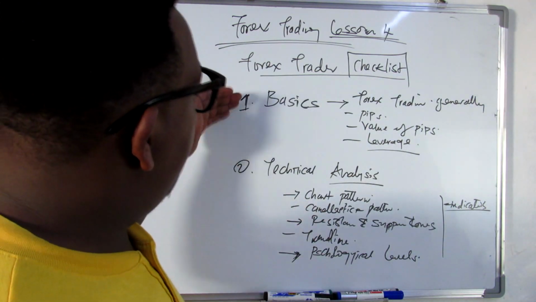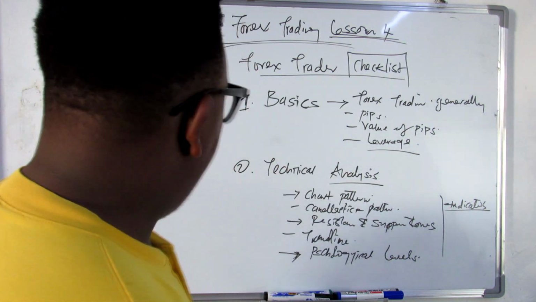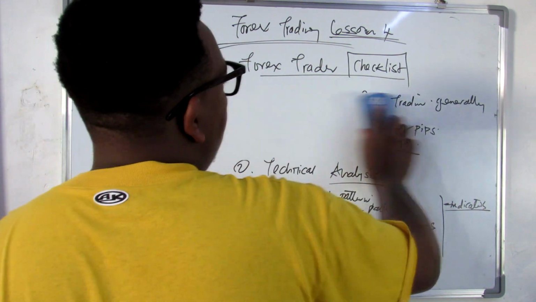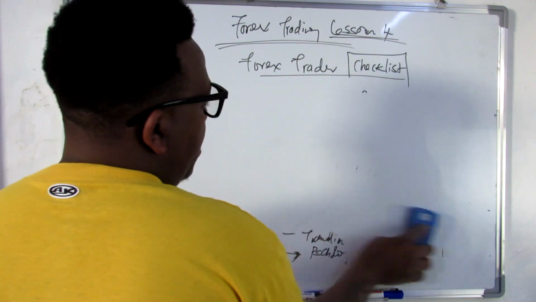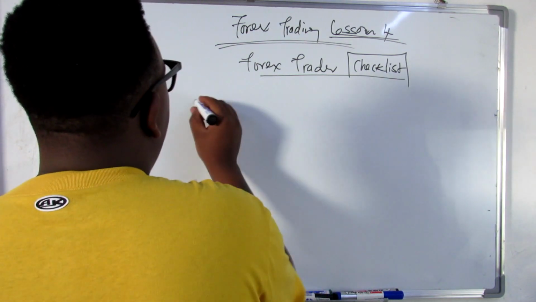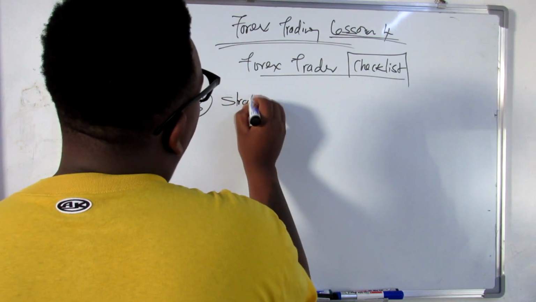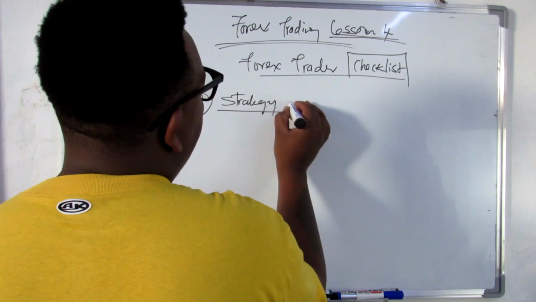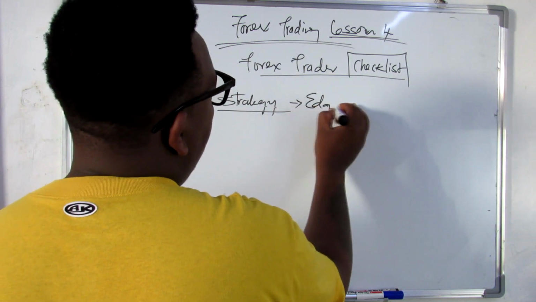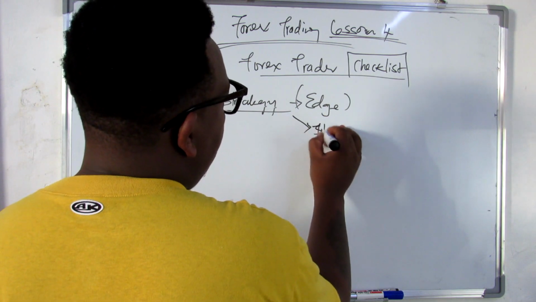So we have basics. We also have technical analysis. Hopefully you have already captured that. Number 3 is where we talk about strategy, and strategy is also called the edge. This is your trading style.